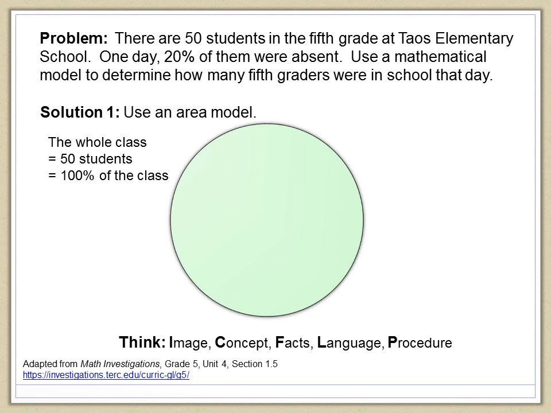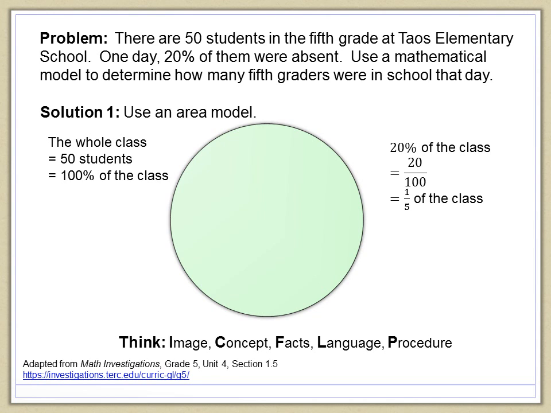So the next step is to look at, well, what's 20% of the class, because those were the ones who were absent. And so 20% of the class is what we're after. And with the students' understanding of percent at this point, hopefully they'll know that 20% is 20 out of 100, or per 100, which as a fraction is written this way and can be converted to 1/5 of the class.